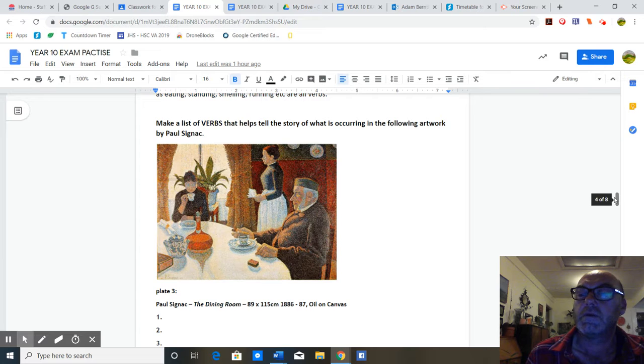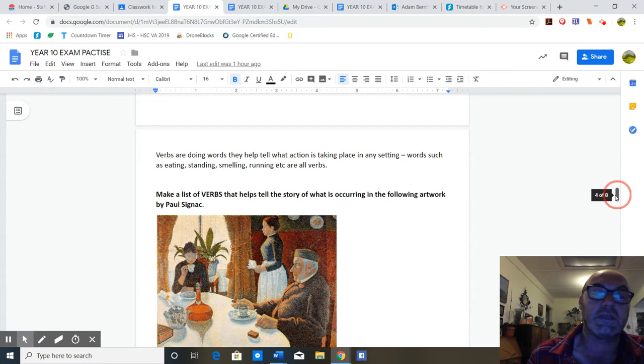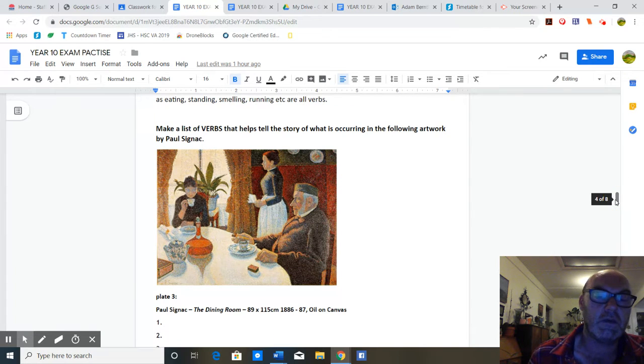If you were to list as many verbs as you can to help tell what is happening, what actions are occurring in this work, then you might be able to build a good reference for what the question is asking in the exam. Verbs, as you know, are doing words. They help tell the action of what is taking place in any setting. Words such as eating, standing, smelling, running. In this one, what do we have happening here?